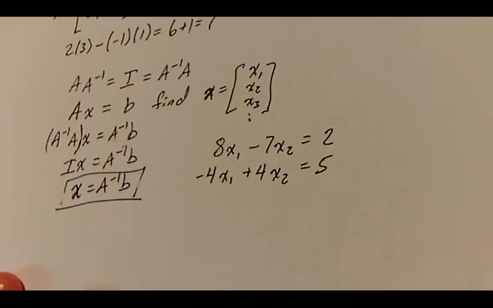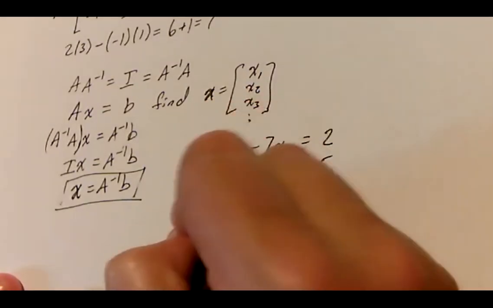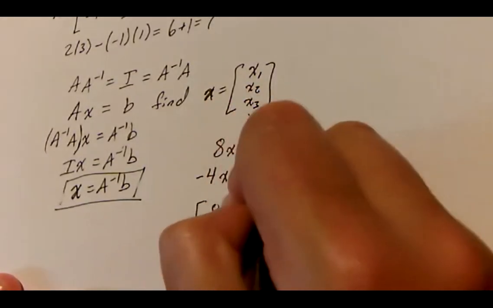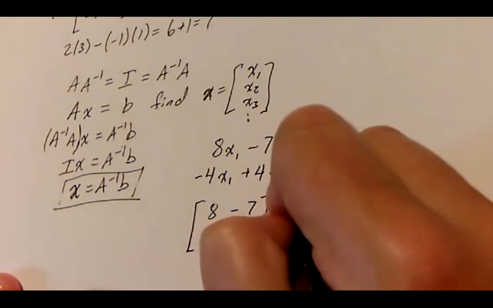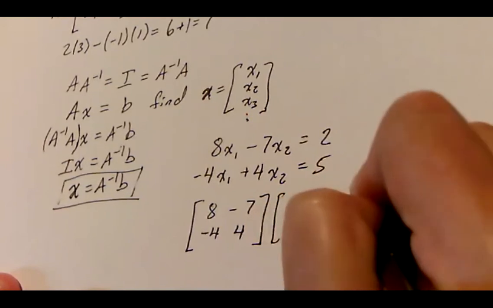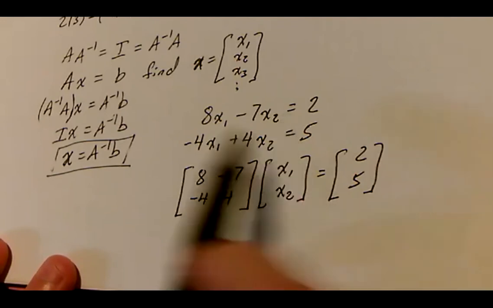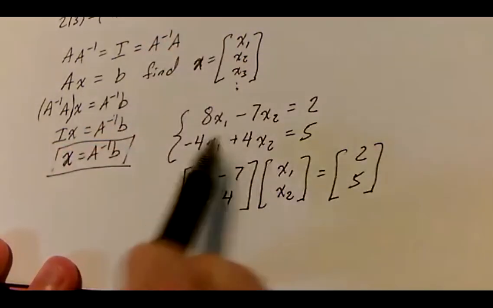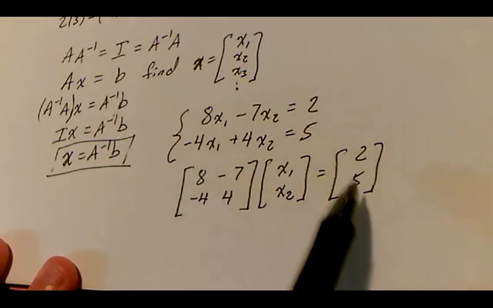So as I look at this system, it is a coefficient matrix [8, -7; -4, 4] times an unknown vector x, in this case x1, x2, equal to a vector b, [2, 5]. I can write my system in that form. We talked about that in chapter 1, going between the system notation. This is a system of equations, and we turn that into a matrix equation.